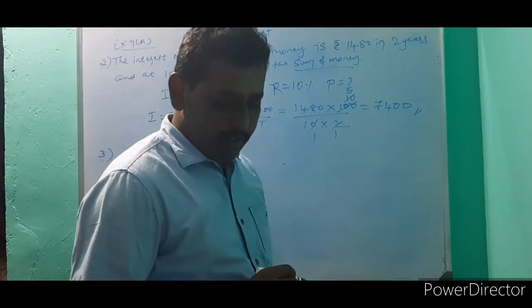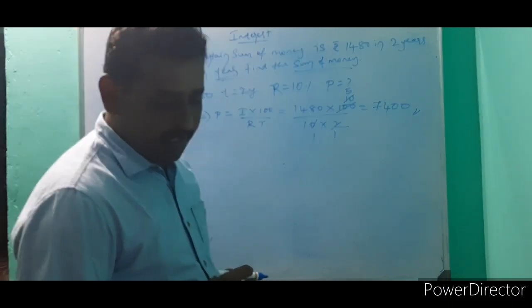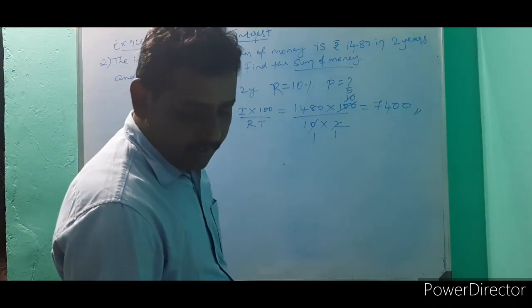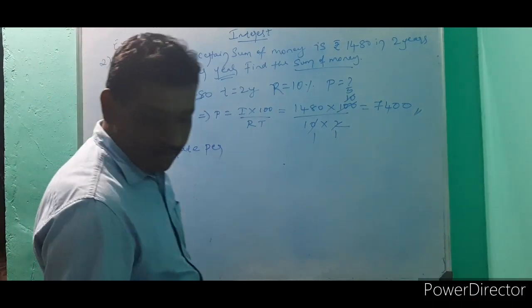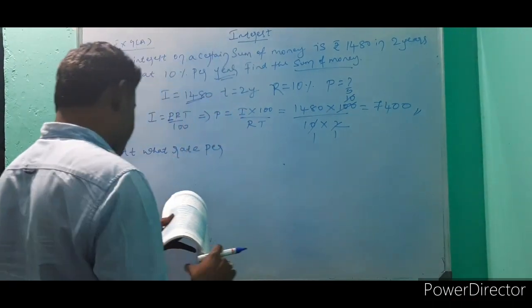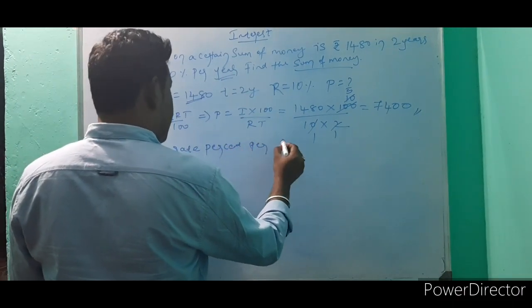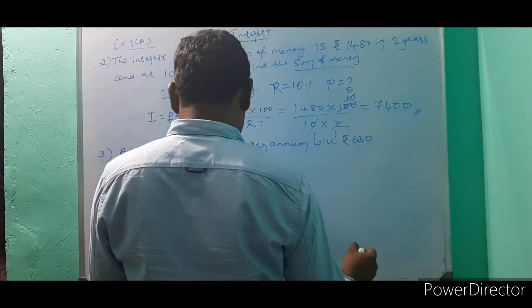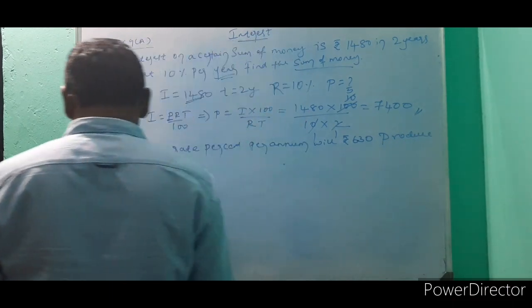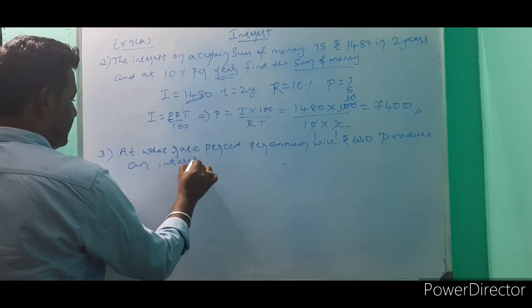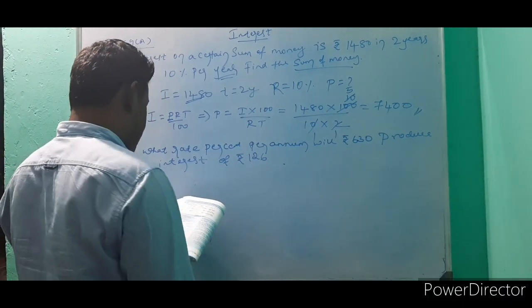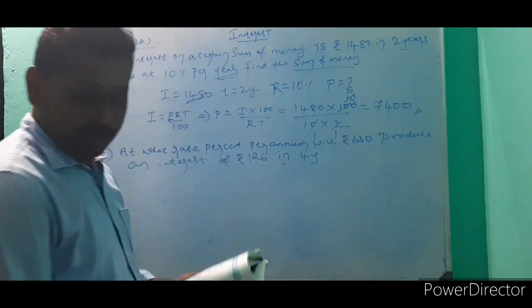Third problem, I am considering. At what rate per cent per annum will rupees 630 produce an interest of rupees 126 in 4 years.